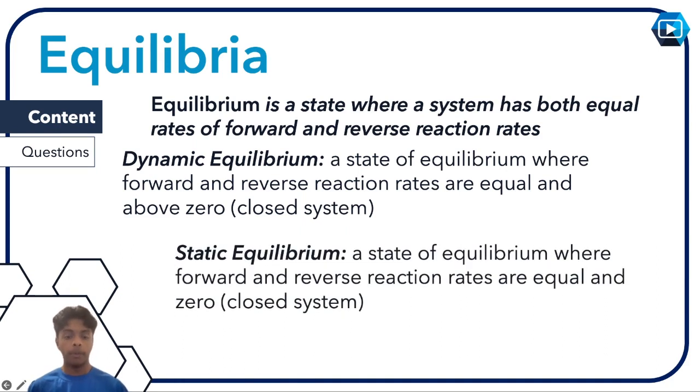Now the second type, which is static equilibrium, is again where the forward and reverse reaction rates are equal, but this time they're zero. Because both the forward and reverse reaction rates are zero, they will be equal, but the key defining feature is that they will be zero, whereas for dynamic equilibrium, they will be above zero. So these both occur in closed systems as well.